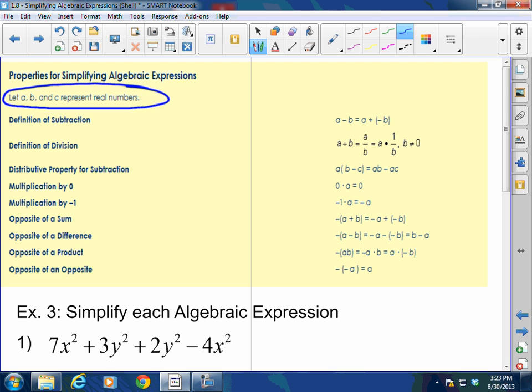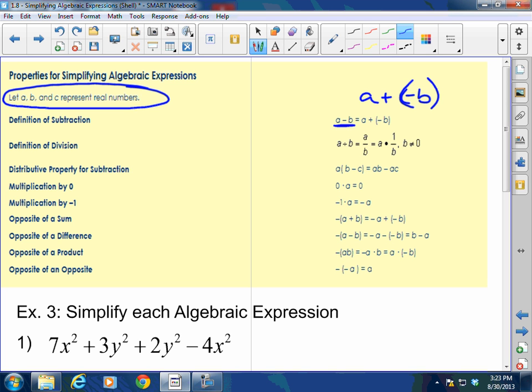Definition of subtraction. Well, remember when we were talking about integers? When you have A minus B, it's really reading A plus a negative B. Okay? Remember that there is no real subtraction. It's always addition. We're just either adding positive numbers together or negative numbers together or positive and negative numbers together.